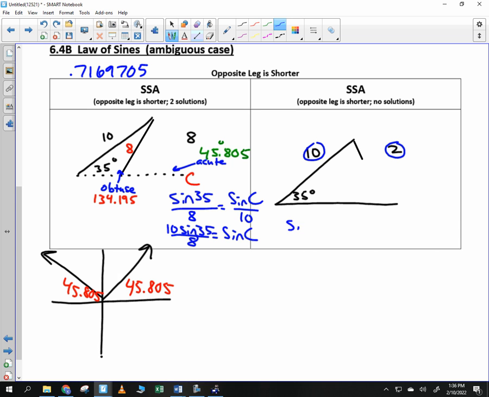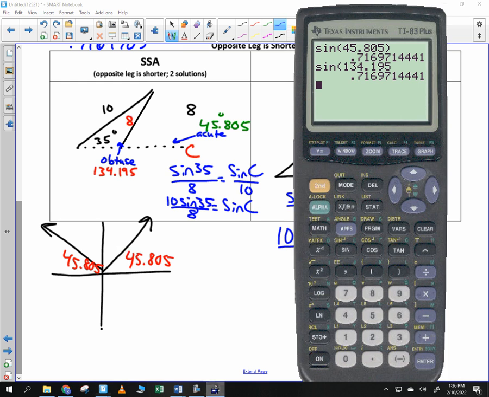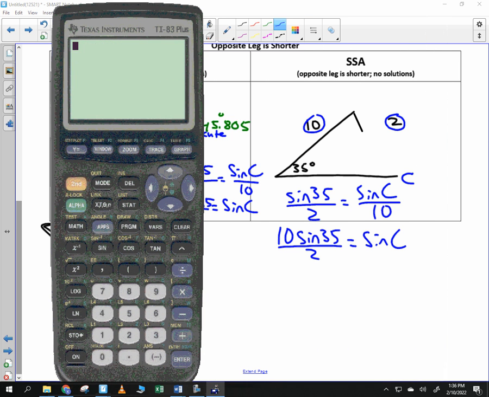Let's set it up. Sine of 35 divided by 2 is equal to the sine of C divided by 10. If you were going to solve that, what would you do to both sides? So 10 sine of 35 divided by 2. Take out my calculator, and I'm going to go 10 sine of 35, and divide it by 2. I get 2.86.